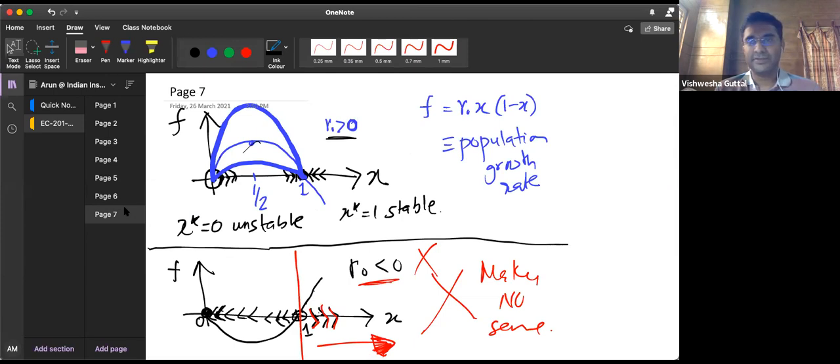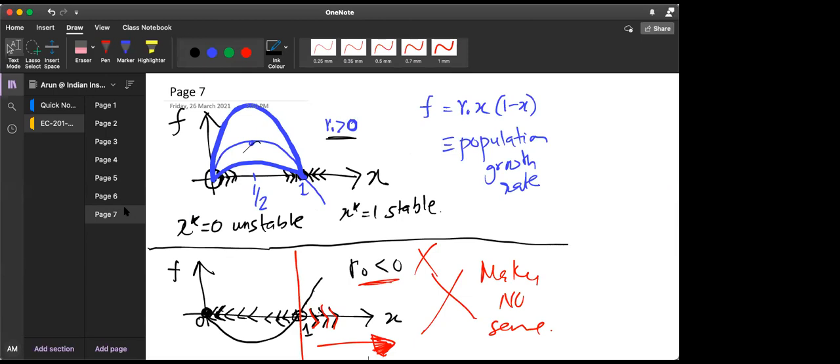Any questions on this? I have one general question, comparing the discrete and the continuous model. In what ecological situations would you choose, say, the continuous over the discrete, or the discrete over the continuous?